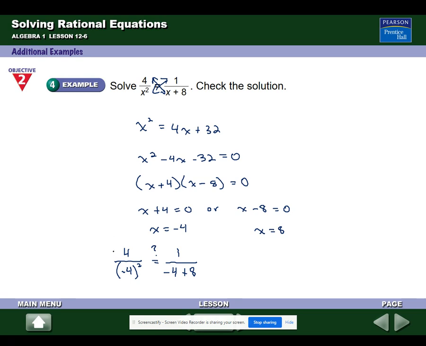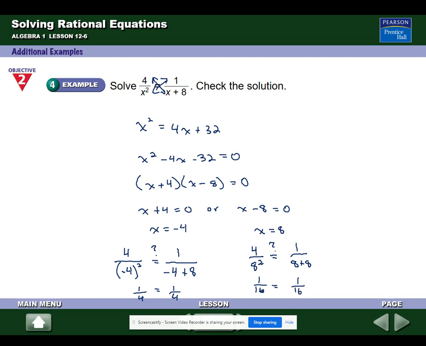In fact, this one might also be one where both of them work. That would be 4/16. Remember, negative 4 squared is going to be positive 16. So 4/16 is 1/4. Here you've got 1 over 4. Yeah, so 1/4. So that works. Negative 4 is a solution. And I can already see that this one's going to work too. 4 over 8 squared. Wondering if that's equal to 1 over 8 plus 8. Well, 4/64 would be 1/16, and it's equal to 1/16.